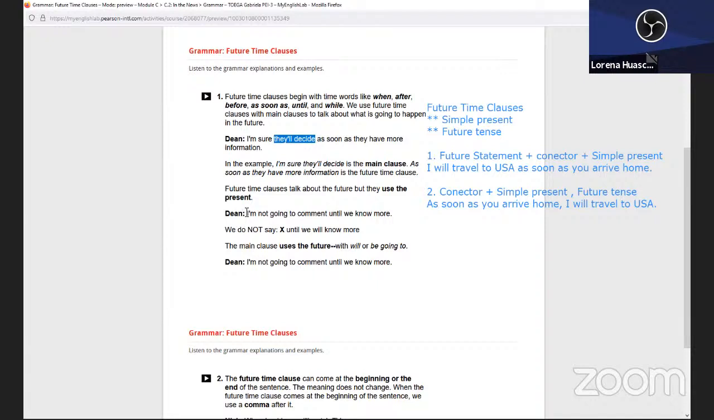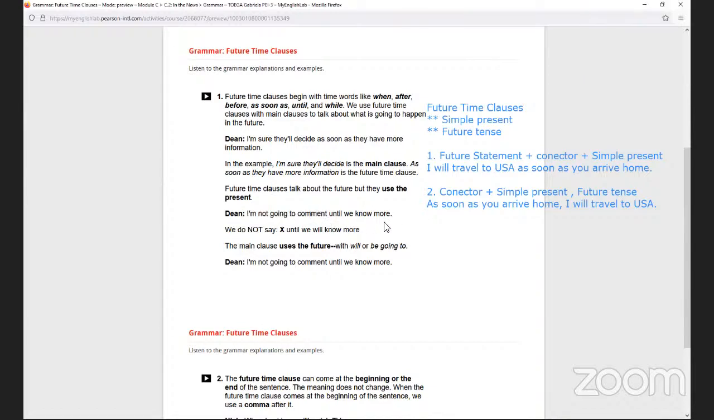Here is another example where we are using the future, but the future with be going to. So in this case, I'm not using will. I'm using be going to, which is a future time too. So I could use it: I'm not going to comment until we know more. So first, what happens? We have to know more, and after that I am going to comment, right? So this is when we start with future.